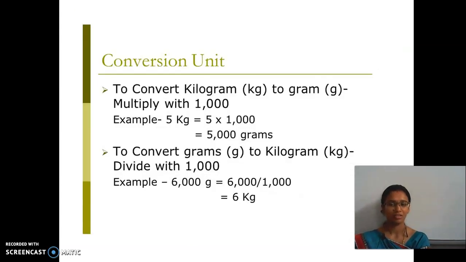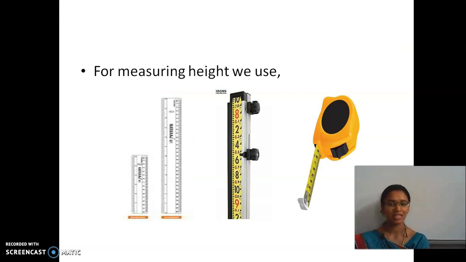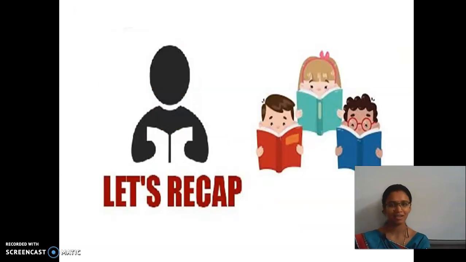Then in unit conversion, to convert kilogram to gram you multiply. For converting gram to kilogram you divide. Clear? Then we have seen how to measure. For smaller lengths we use meter, for the distance between two places we use kilometers, and for the thickness of a coin we use millimeters. So these are some of the instruments we have used for measuring, right? Then we had also seen the incorrect and correct methods of measuring length. So up to this the recap session ends.